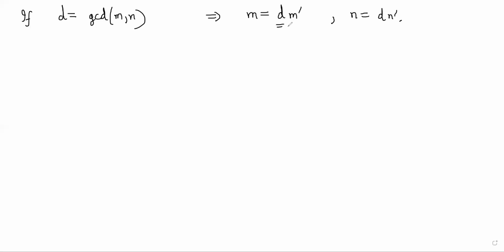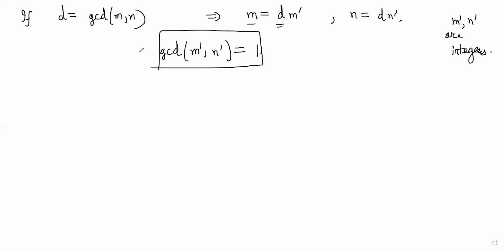The first thing is, if d is equal to GCD of m and n, then we can write m is equal to d times m', and n is equal to d times n', because d is one of the divisors. So m can be written as d into some m', and n can be written as d into some n', where m' and n' are integers. And then the GCD of m' and n' must be equal to 1.